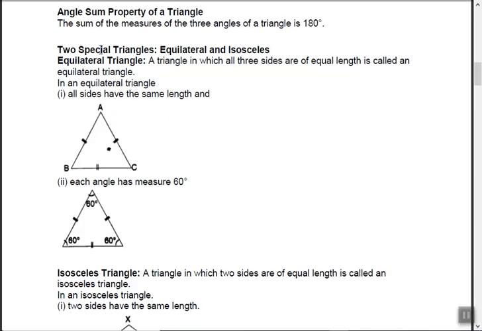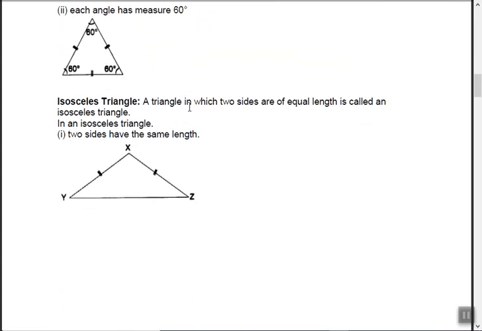Now let's see 2 special triangles, equilateral and isosceles. A triangle in which all the 3 sides are equal is called an equilateral triangle. All 3 sides equal, so all the angles would also be equal. So each angle measures 60 degrees because the total is 180. Each is equal, so 60, 60, 60.